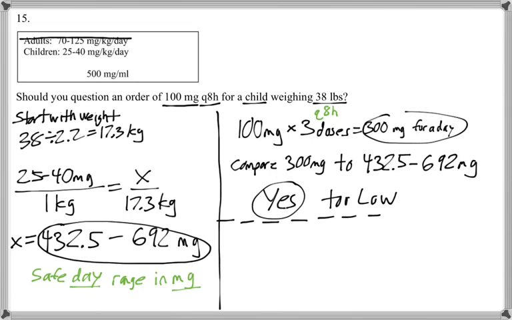So the other way to do it, and you only need to do it once or one way, but I do want to show both ways. So whatever way you like better, you can do it that way. And that's to take the day range and convert that to a dose range and compare that dose range with the dose order. So I'm going to start with my day range of 432.5 to 692, and because it's Q8H, it is 3 doses. So I need to divide each of these by 3.